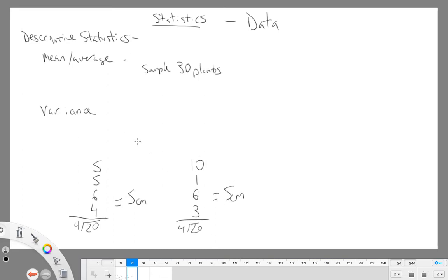So that measure of spread that we see here is our variance. It's a measure of spread from the mean. And that's important because just as your mean will tell you something, this variance is going to give us information as well.